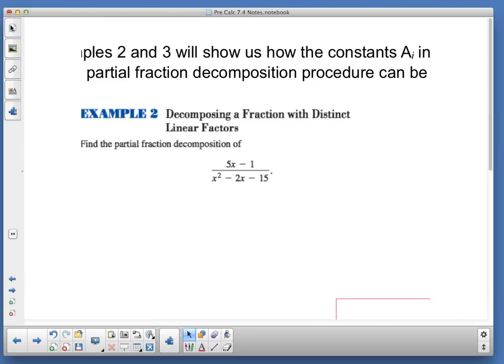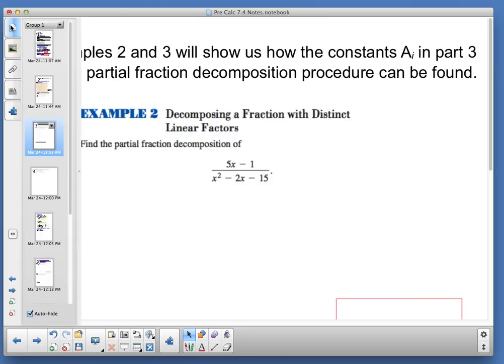Okay, so this is going to be pre-calc 7.4 day 1, never gets changed over for whatever reason.